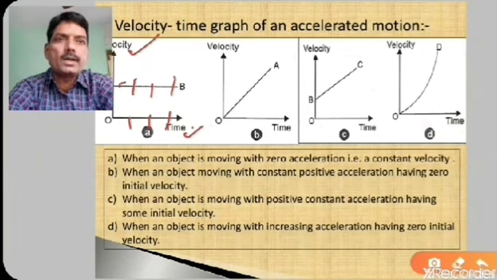So this velocity time graph represents the object moving with zero acceleration, that is, constant velocity. Now zero acceleration means what? You are not going to increase the velocity, you are not going to decrease the velocity, you are keeping the velocity constant. That's why there is no acceleration.